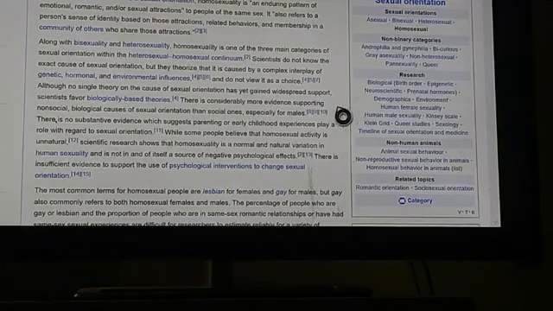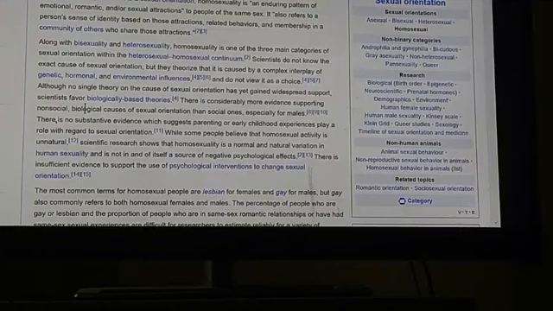There is considerably more evidence supporting non-social, biological causes of sexual orientation than social ones, especially for males. Non-social, biological, that's very true. Like I talked about, soy products destroy testosterone, right? Unless you're a savage like me, because I like to drink my boba. And boba, those little tapioca balls, they have soy, right? But I love my boba, but it doesn't affect me, man. Biological causes of sexual orientation that's social, especially for males, because I'm a beast, I get my sunlight, you know?